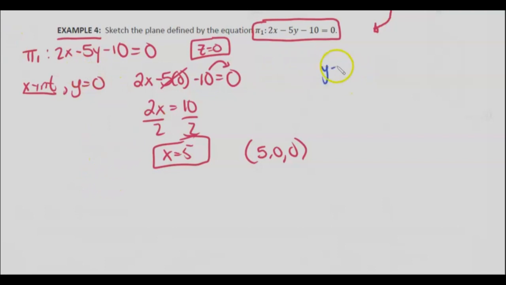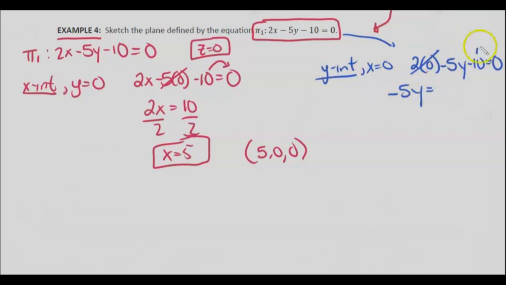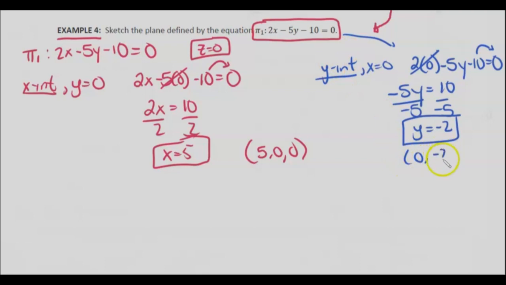Now let's talk about the y-intercept. In order to find the y-intercept, we sub in x equals 0. So we get 2 times 0 minus 5y minus 10 equals 0. This value goes to 0, and we're left with negative 5y equals, bring the negative 10 over, and we get 10. Divide out the negative 5, and we get y equals negative 2. So our y-intercept is (0, -2, 0).